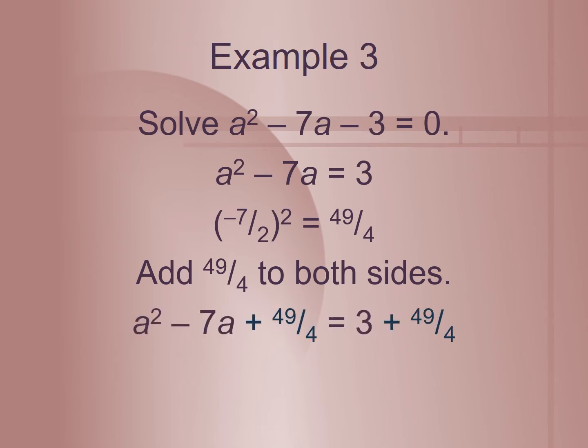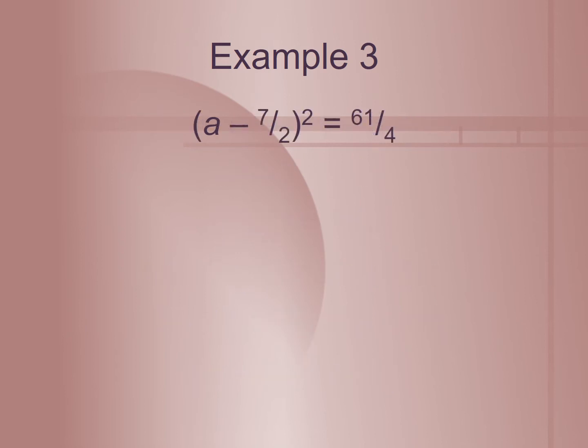And so once we do that, we can factor that trinomial, and it will become a minus 7 over 2, squared. Remember, it's always going to be that half of b value right here, and this operation will always be the same here. And then 3 plus 49 over 4 is 61 over 4. Notice how I'm keeping with fractions for this problem. And then from here, now I can square root both sides using my property. And so I have a minus 7 over 2 equals plus or minus the square root of 61 over 4.